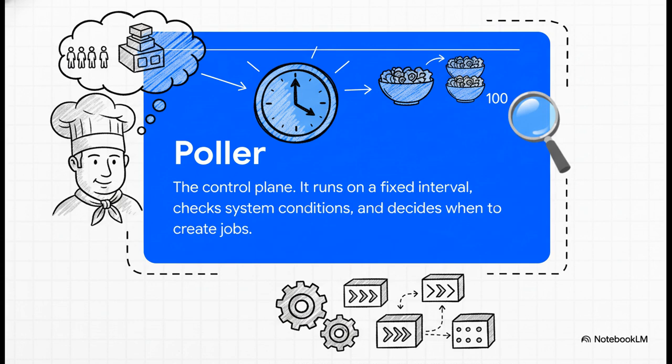Now, the chef isn't making salads, right? They're out observing the dining room. They see a long line forming, they check the lettuce supply, and they make a strategic decision. We need to prep 10 more salads right now. The puller decides what work needs to be created and when.